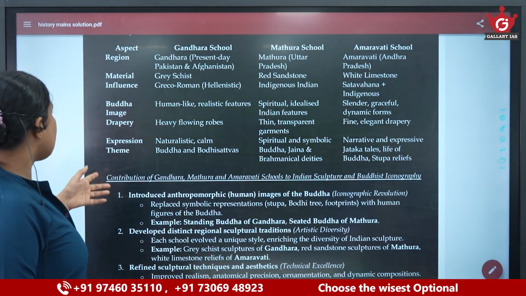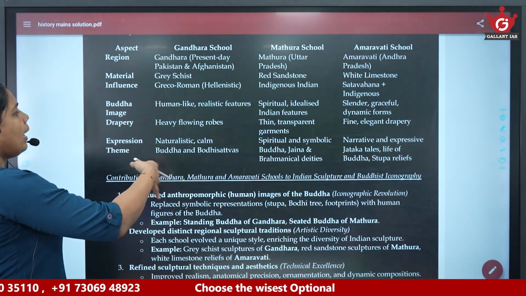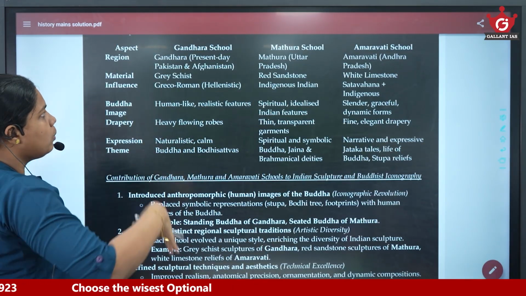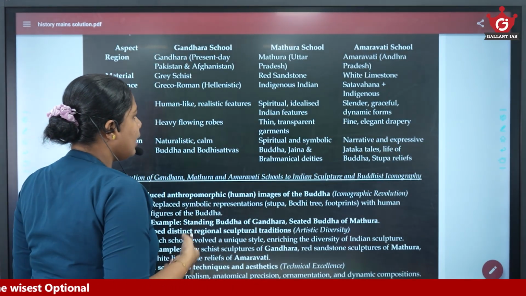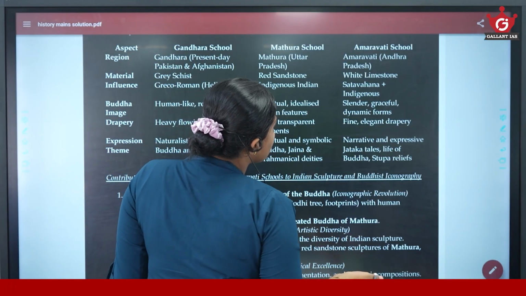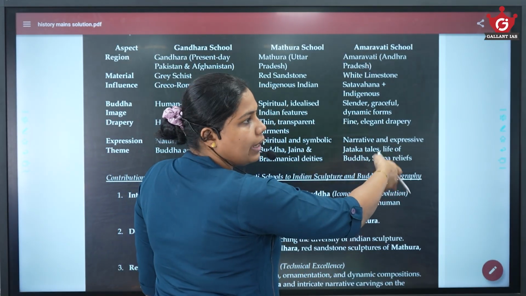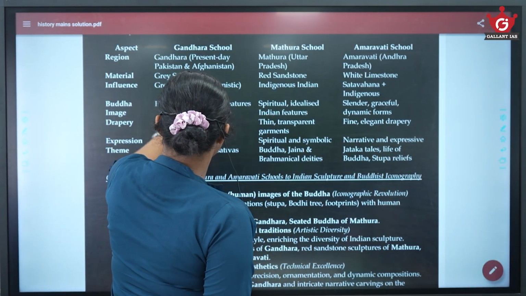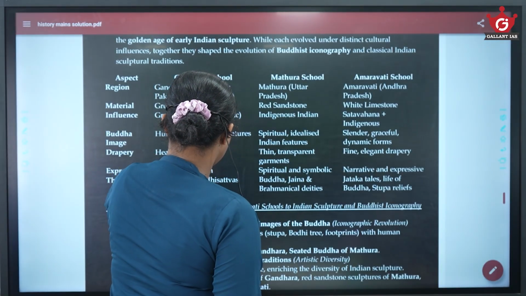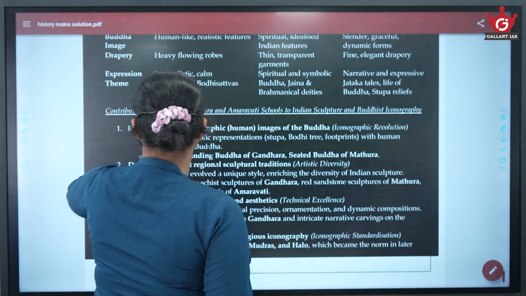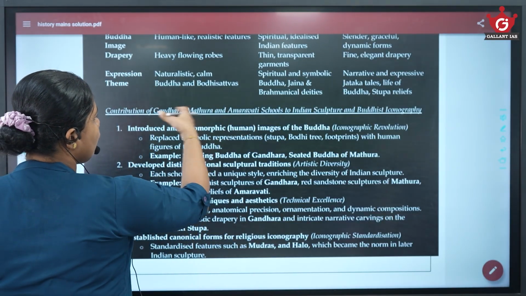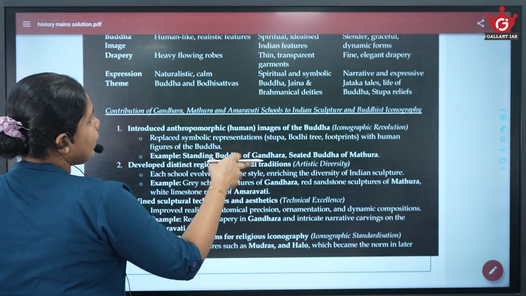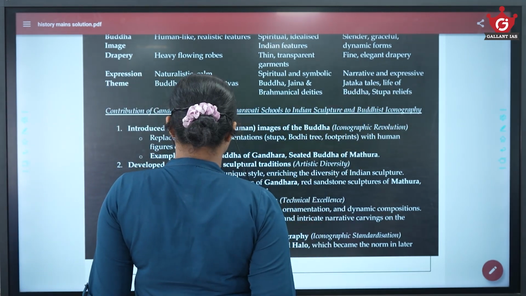Regarding theme, the Gandhara school was mostly Buddhist in theme. Mathura had Buddha, Jaina and Brahmanical deities. And Amaravati again leaned more to the Buddhist side. Now that we have compared, we go to the second part of the question, the contribution of all of these schools to Indian sculpture and Buddhist iconography.